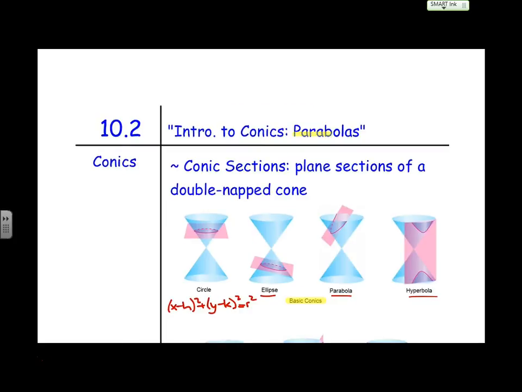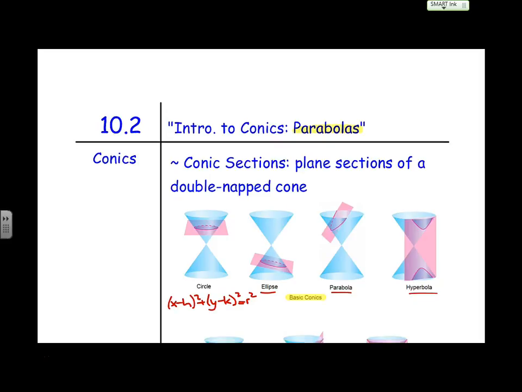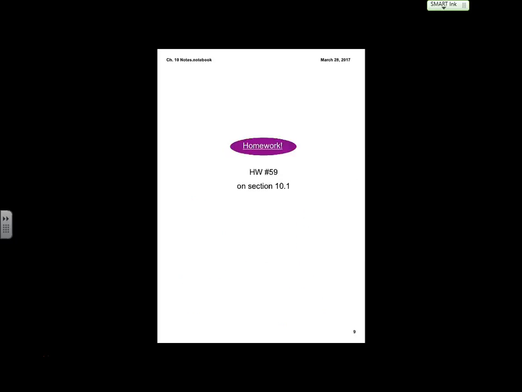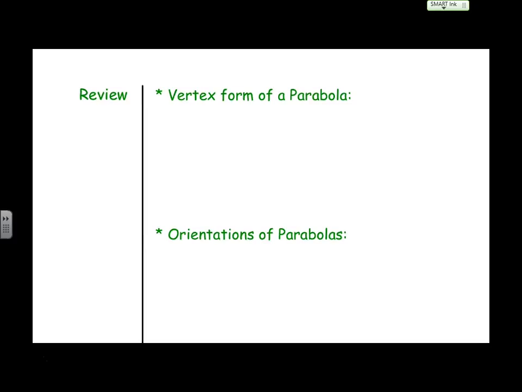Wait, which one? Why are we not doing lines and points and intersecting lines? Wait a minute, when did we do those? Was it 10-1 lines, but just seen in a different way? Yay! Alright, so we've already done lines, now it's time to move on to parabolas. Yay! We've done parabolas, what do we know?